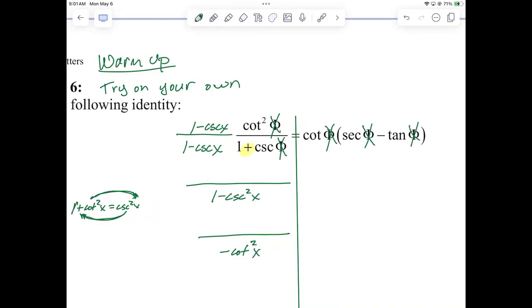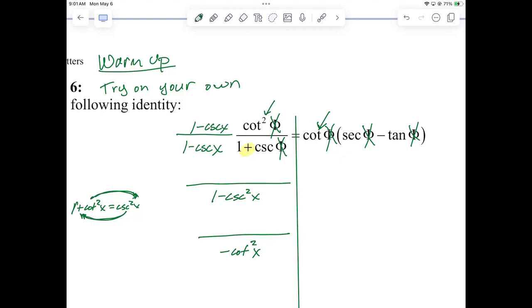Is that what I want to have in the bottom if you look at the right-hand side? No, there's a cotangent in the top. In fact, I start with 2 cotangents in the top, and I want to keep one of them in the top. See that? So what do you want to do? Do you want to keep going down this route?